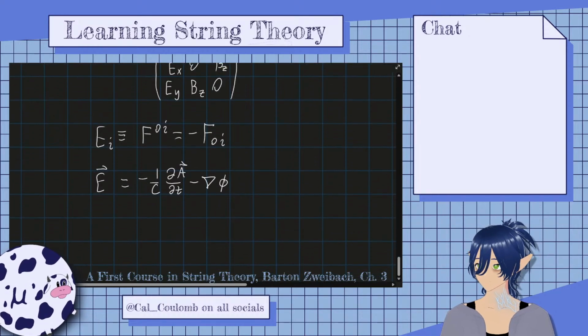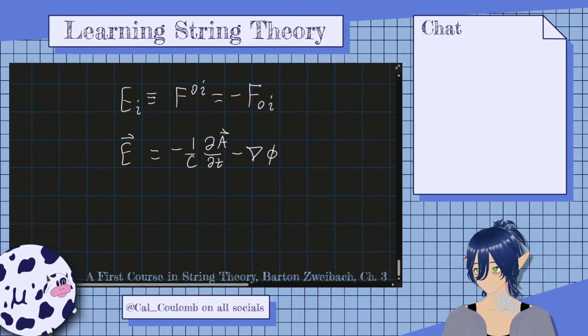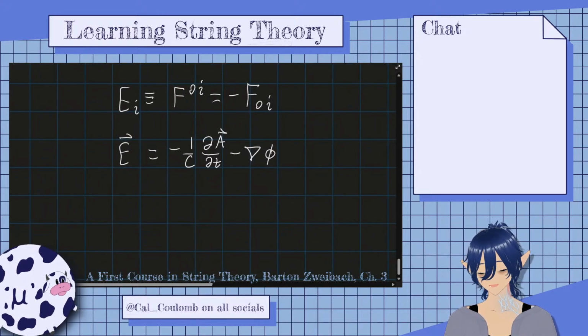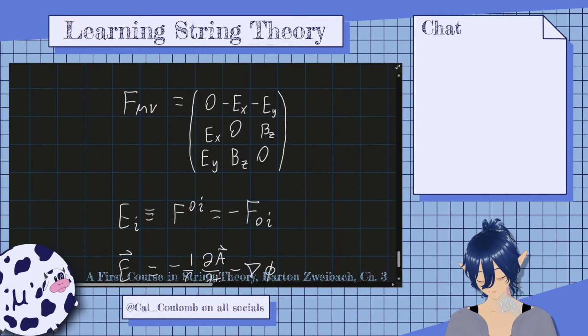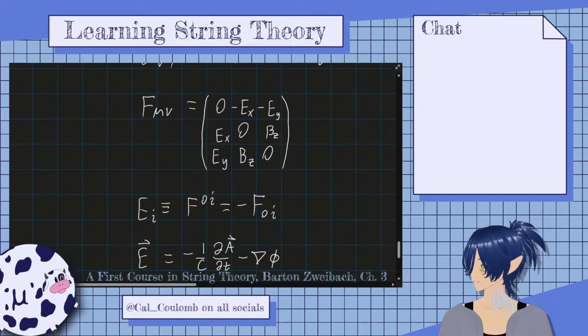So the magnetic field is defined with the Fij components of the field strength. So the field strength is this F mu nu object here.